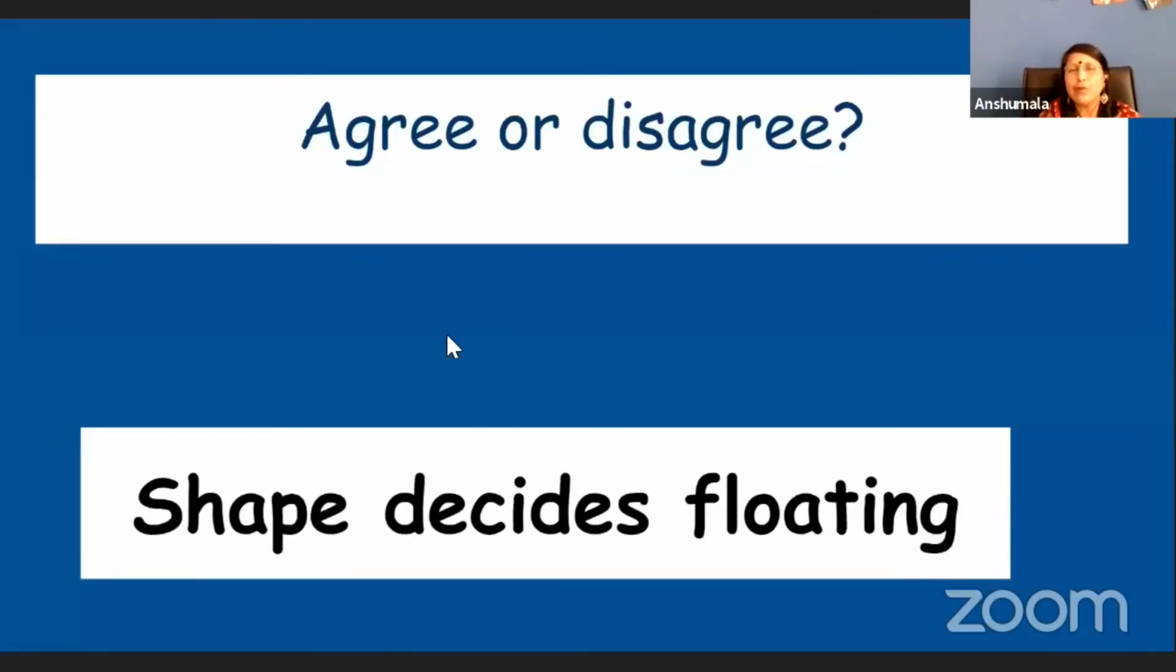Shape decides floating. Does shape decide floating? Yes or no? So 2 people said yes. 2 people said no. 3, 4. Somebody said maybe. Yes, in some cases. No. Okay. So we can show you that shape has something to do with floating.